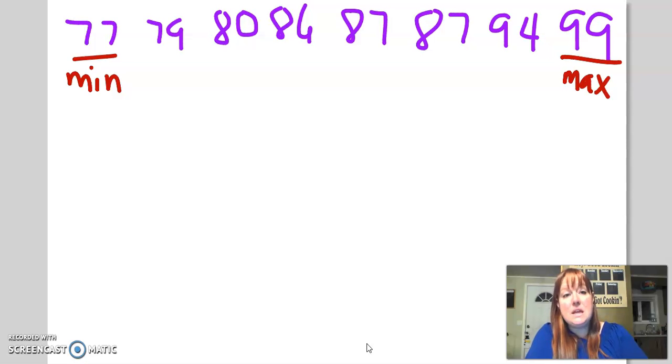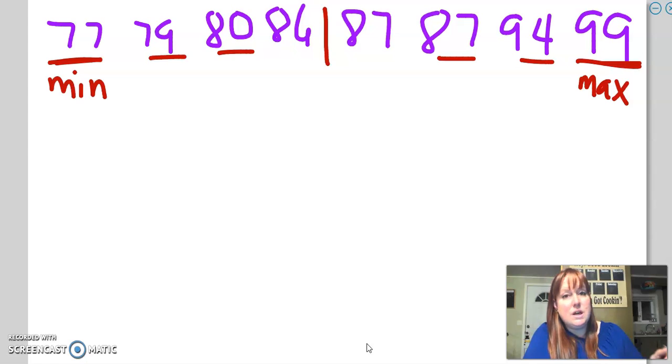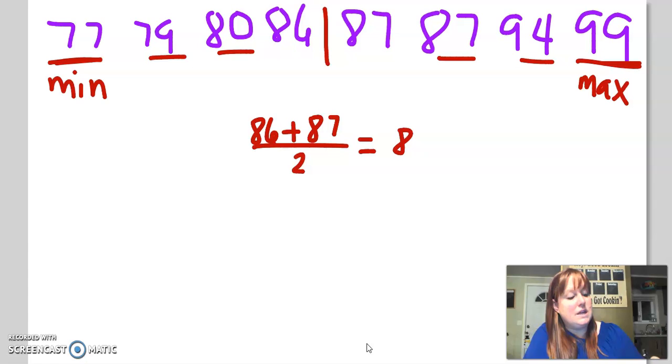Now we're going to find the median, so we're going to find the middle number. Okay, so I start here, and then I move in. Ooh, but then I get to these 2 in the middle, right? There's not one number in the middle. So where is my median? Remember, my median is going to be right in between those 2. So what number is right in between those 2? To find the median, I average those 2 middle numbers. So I have 86 plus 87 divided by 2, which is 86.5. So my median is 86.5.